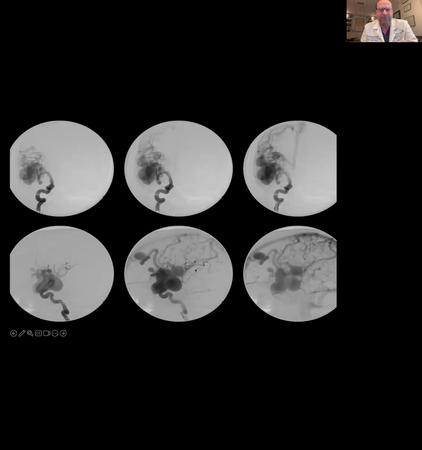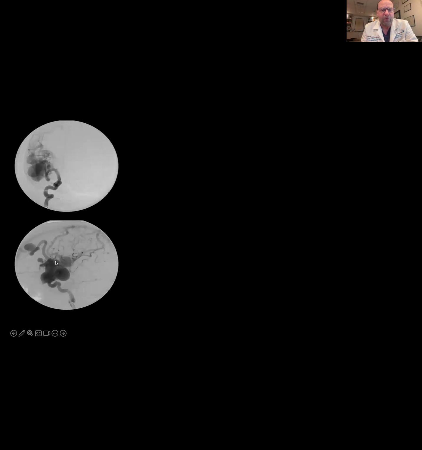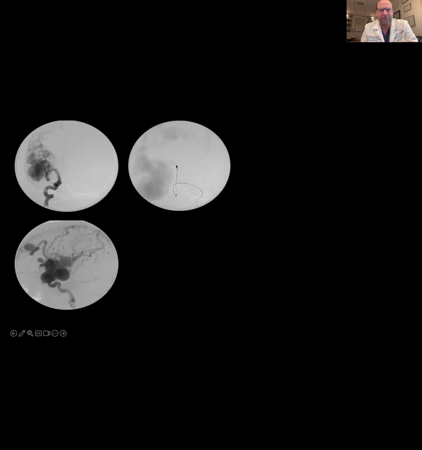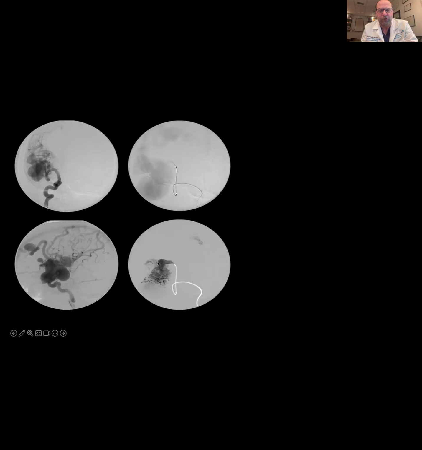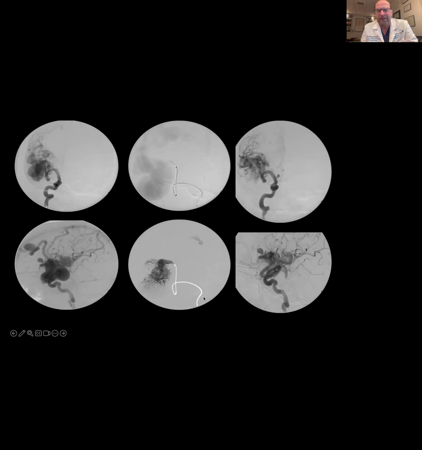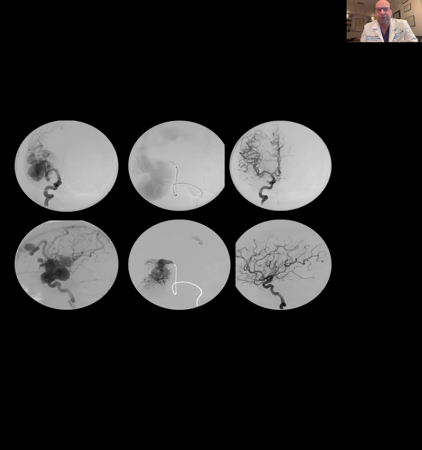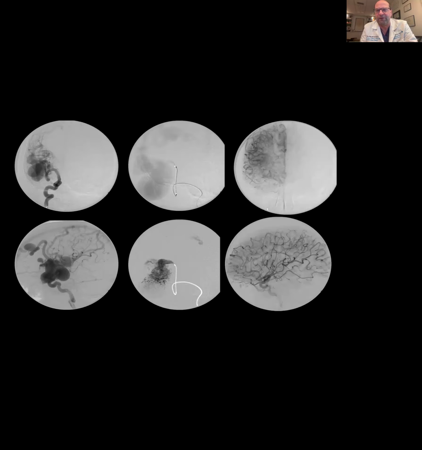This is before treatment. There's one fistula here. There's a second fistula up there. I go with my microcatheter just in front of this high flow fistula. I deposit the glue right here. I pull the catheter out, and this is before treatment, and this is immediately after treatment. And after 3 months, the brain has completely remodeled, and the child was without any neurological symptoms after the treatment.